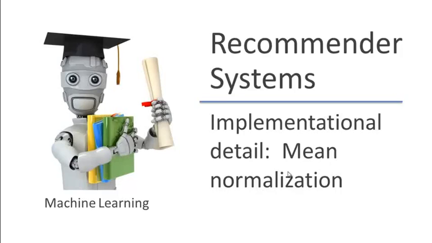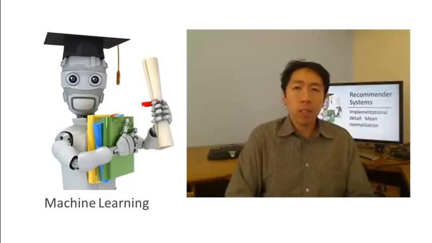By now you've seen all of the main pieces of the recommender system algorithm, or the collaborative filtering algorithm. In this video, I want to share one last implementational detail, namely mean normalization, which can sometimes make the algorithm work a little bit better.